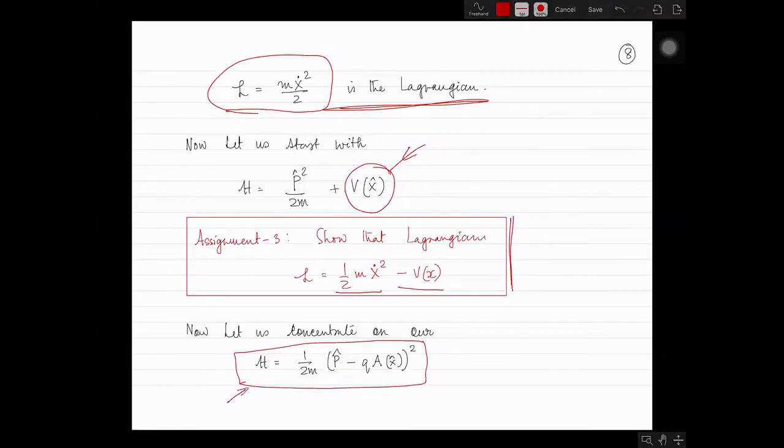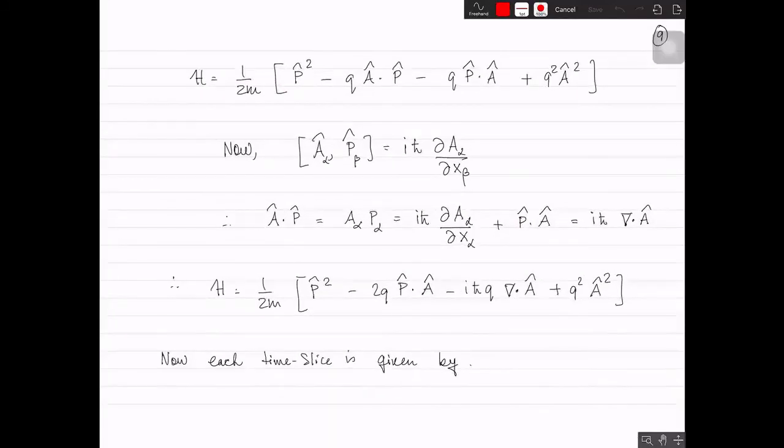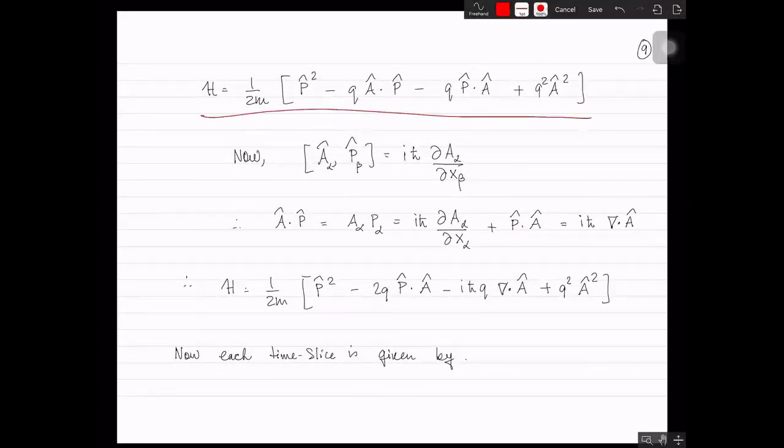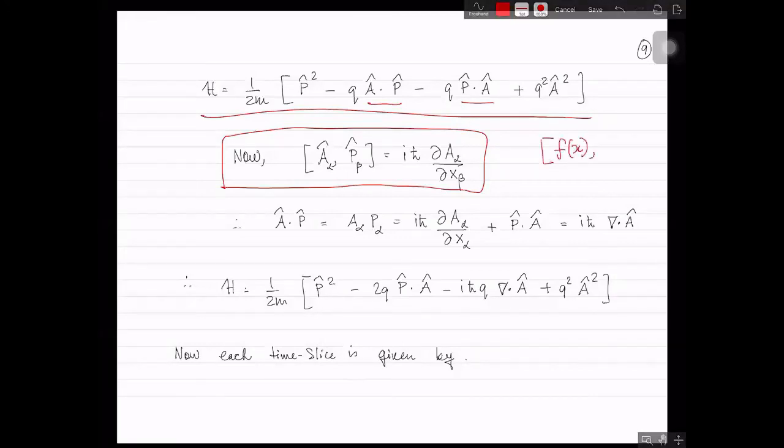So notice that the problem is that p and A of x cannot both be brought into the same diagonal form because of the uncertainty relations. And that's why we have to be careful. So we expand the Hamiltonian like this. I have to be careful about the ordering of p and A because they don't commute, and in fact their commutation is given by this. So this is f of x into p equal to i h cross del f del x, something like this. So this is a more fancy version of that.